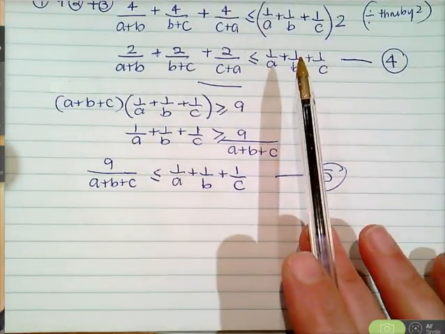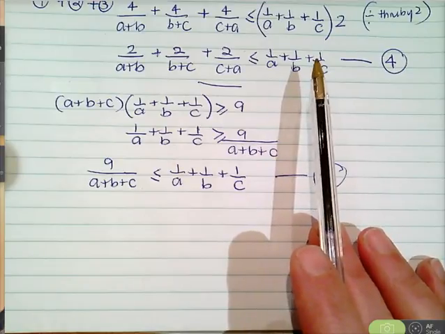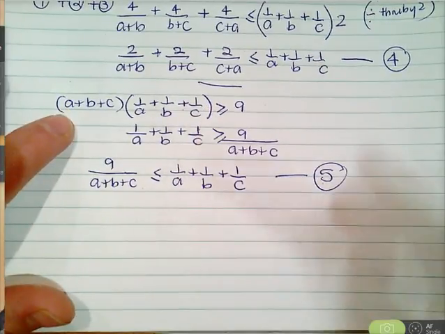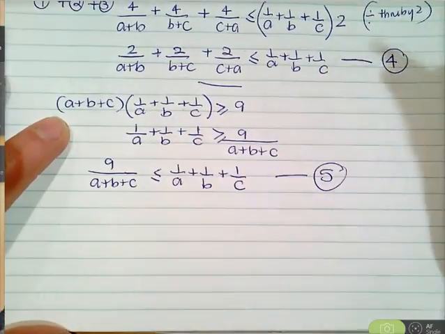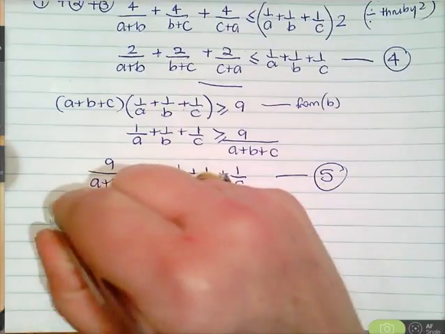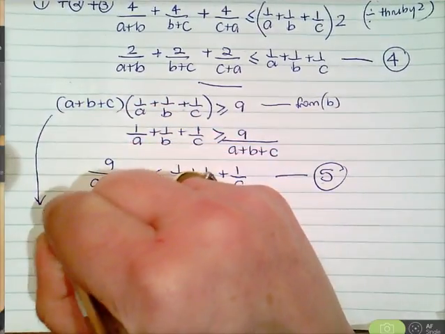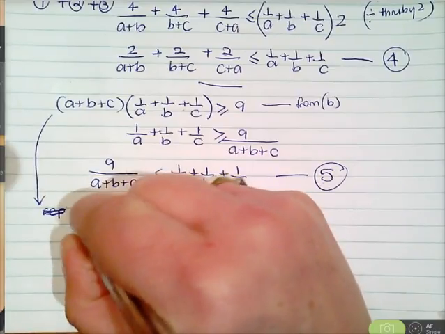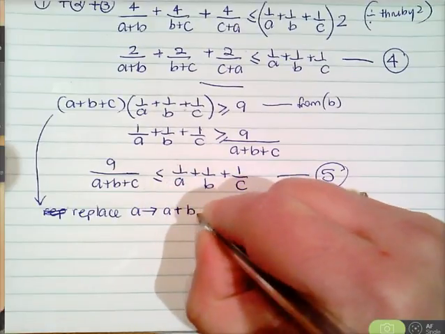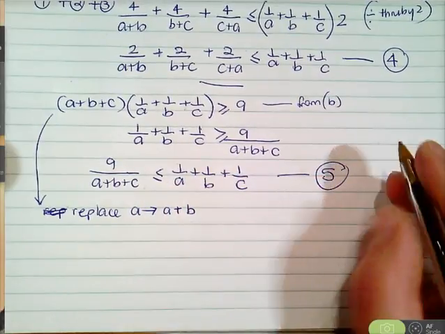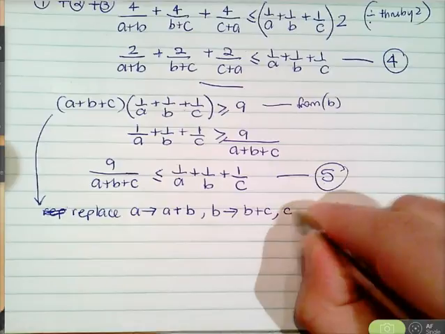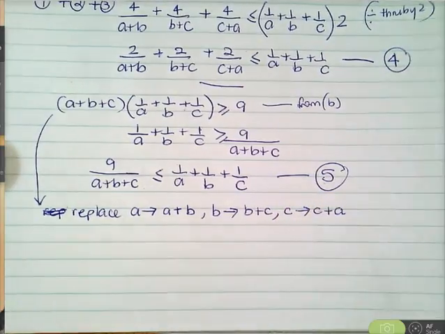So now, if we start with this result here, but what we're going to do, I'm going to call this just from part B. From this, we're going to replace A with A plus B, and we're going to replace B with B plus C, and we're going to replace C with C plus A.